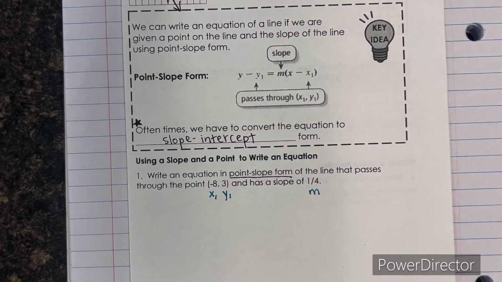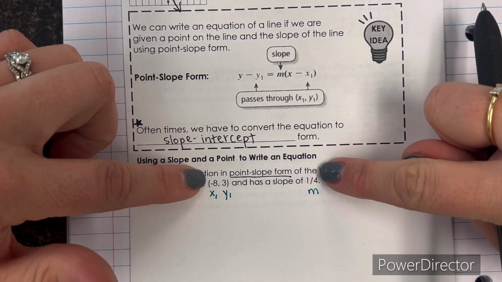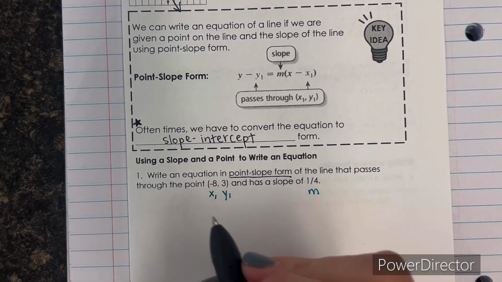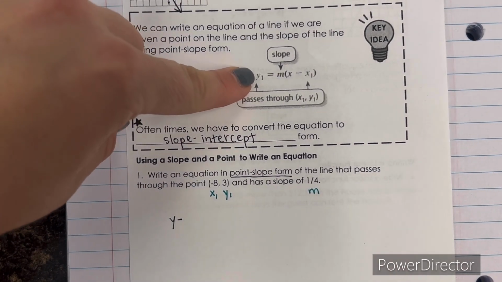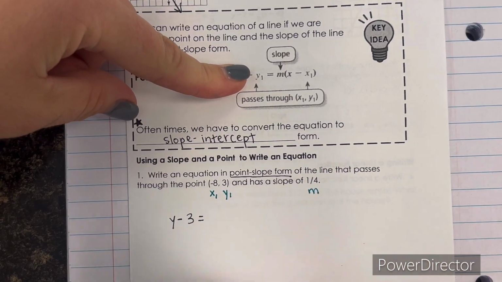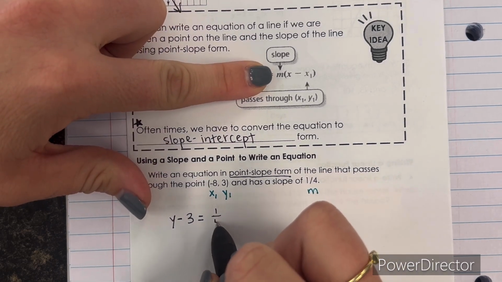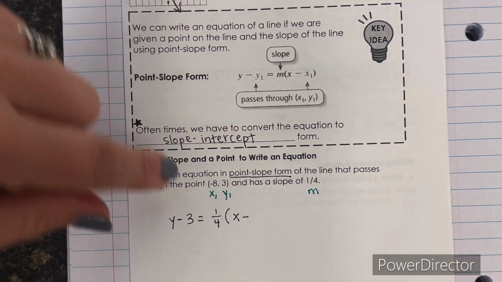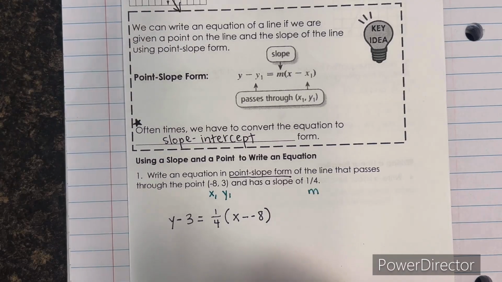Now, I'm going to take this point slope formula, and I'm going to take these numbers and simply plug them in where they go. Here's what it looks like. Y minus, I need a y1, which right here is a 3, equals, now we're on the m part, 1/4 times x minus, and then x1 is -8. So it looks like this.